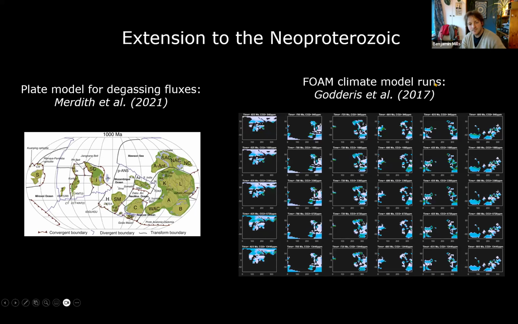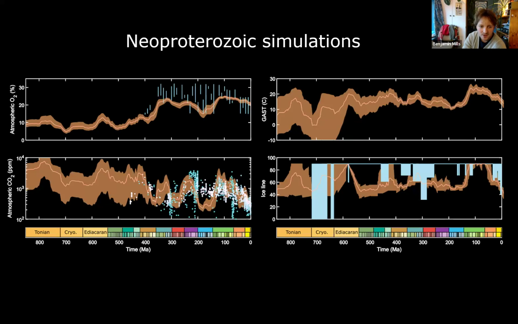Now, using our algorithm to interpolate between these climate model runs and using the degassing rate we have from the tectonics, we can then attempt to run our model through Neoproterozoic time as well as through the Phanerozoic. And this is the kind of thing we get at the moment.